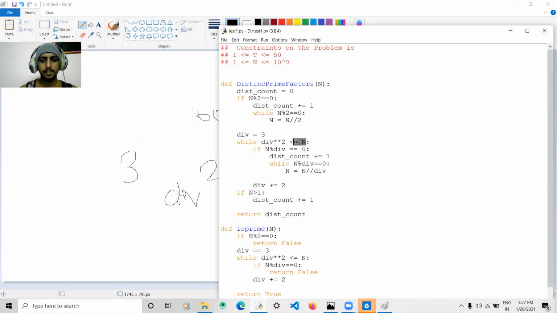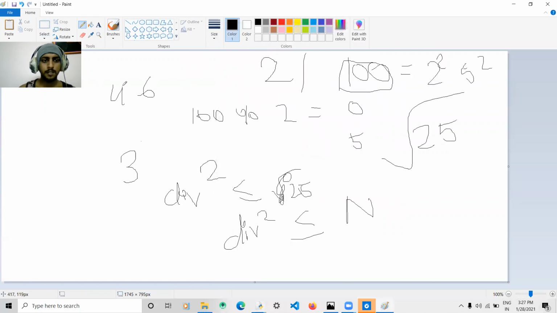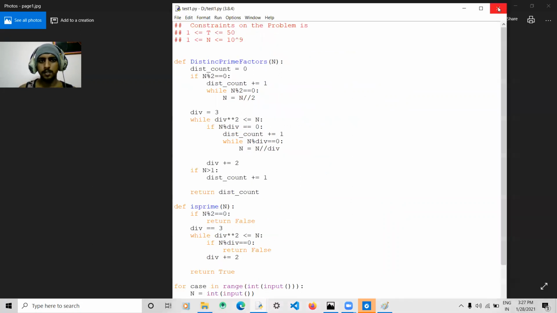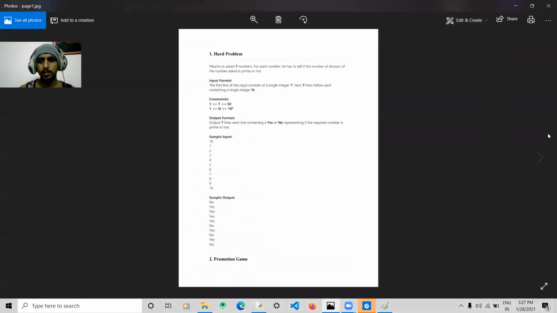Observe that we start with 3 and we increase by 2 because 4 and 6 can't be a divisor of 100, because we already got rid of all the 2's there. So we jump by odd numbers, and it takes half as much time because we are not looking at all the even numbers. So this is the answer to the first problem. It will be in the description. You can download from there. Let's move on to the second problem.